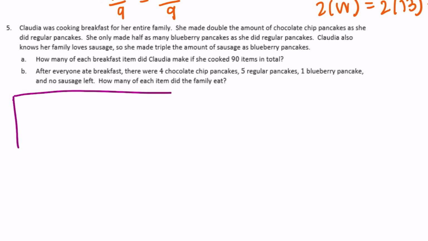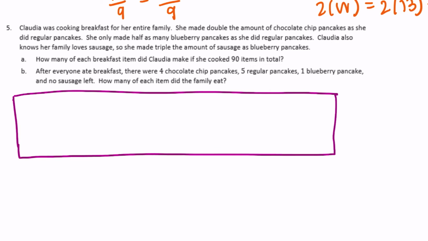Okay. So we have chocolate chip, regular, blueberry, and sausage, and then total. So I'm going to make 5 columns.